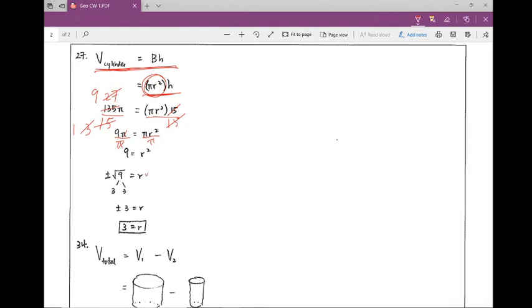R squared is 9, so therefore R is plus or minus the square root of 9. 9 does have the factors 3 and 3. I have a pair of 3, so it should come out to 3, and nothing else remains in the square root. It's still a plus or minus, but you cannot have a radius of a cylinder that's negative. So that's why the answer is a positive 3.